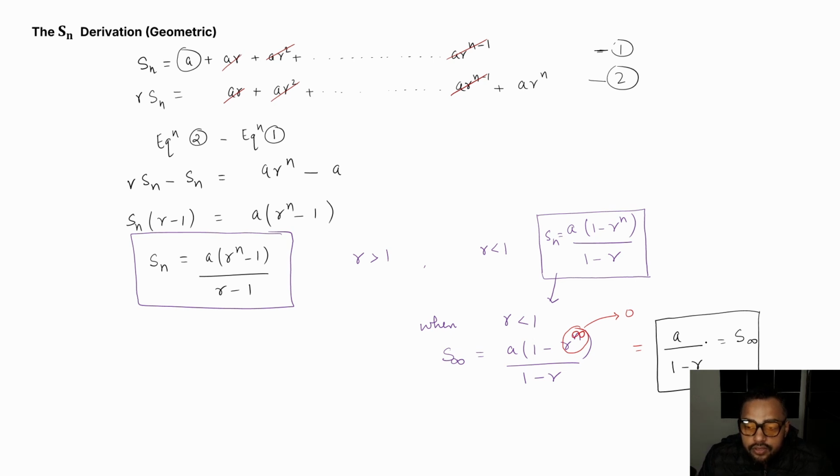Here the terms are infinite, so we don't have any finite value at the end. So this is how we get the sum of an infinite series for a geometrical progression. This we need to see.